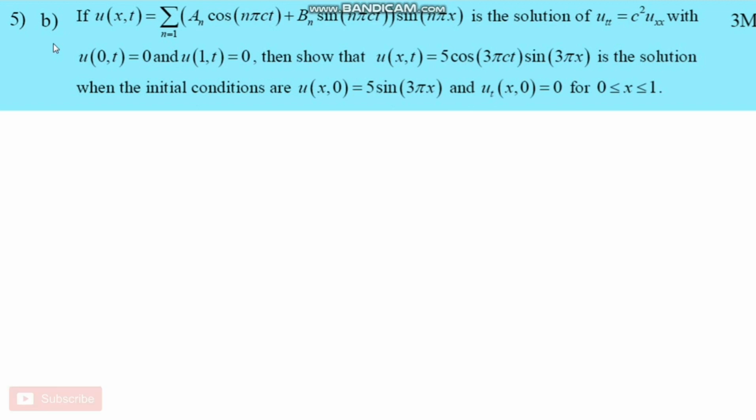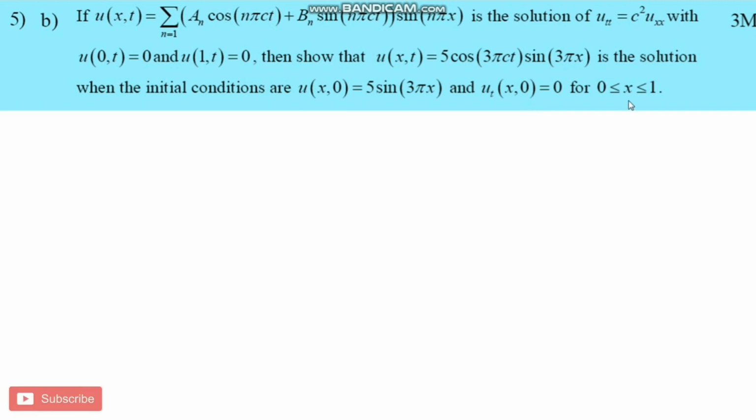Fifth question, b bit: if u(x,t) equals the summation n equal to 1 to infinity of an cosine nπct plus bn sine nπct, times sine nπx, is the solution to the wave equation ∂²u/∂t² equals c² ∂²u/∂x², with conditions u(0,t) equal to 0 and u(1,t) equal to 0, then show that u(x,t) equals 5 cosine 3πct sine 3πx is the solution only when the initial conditions are u(x,0) equal to 5 sine 3πx and initial velocity 0.